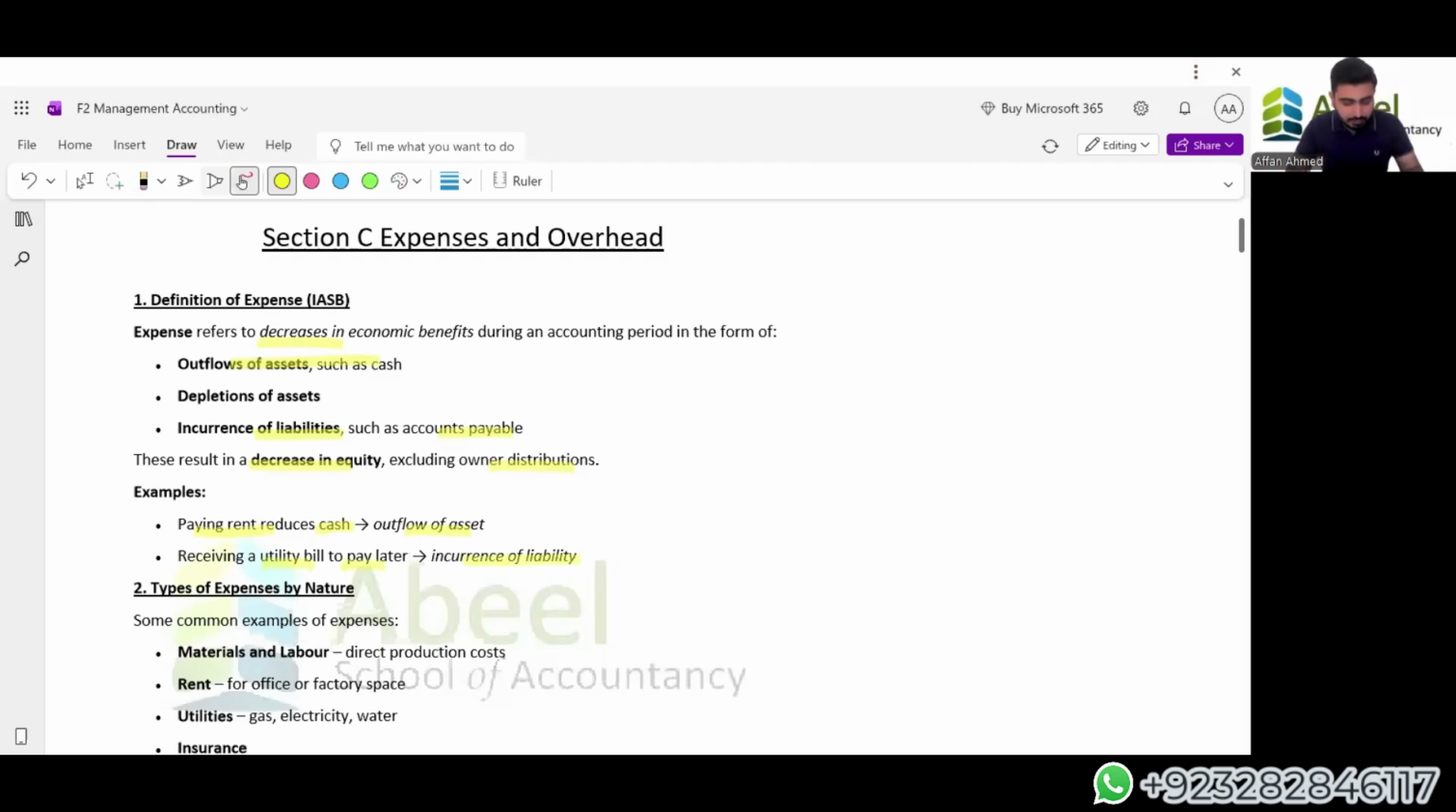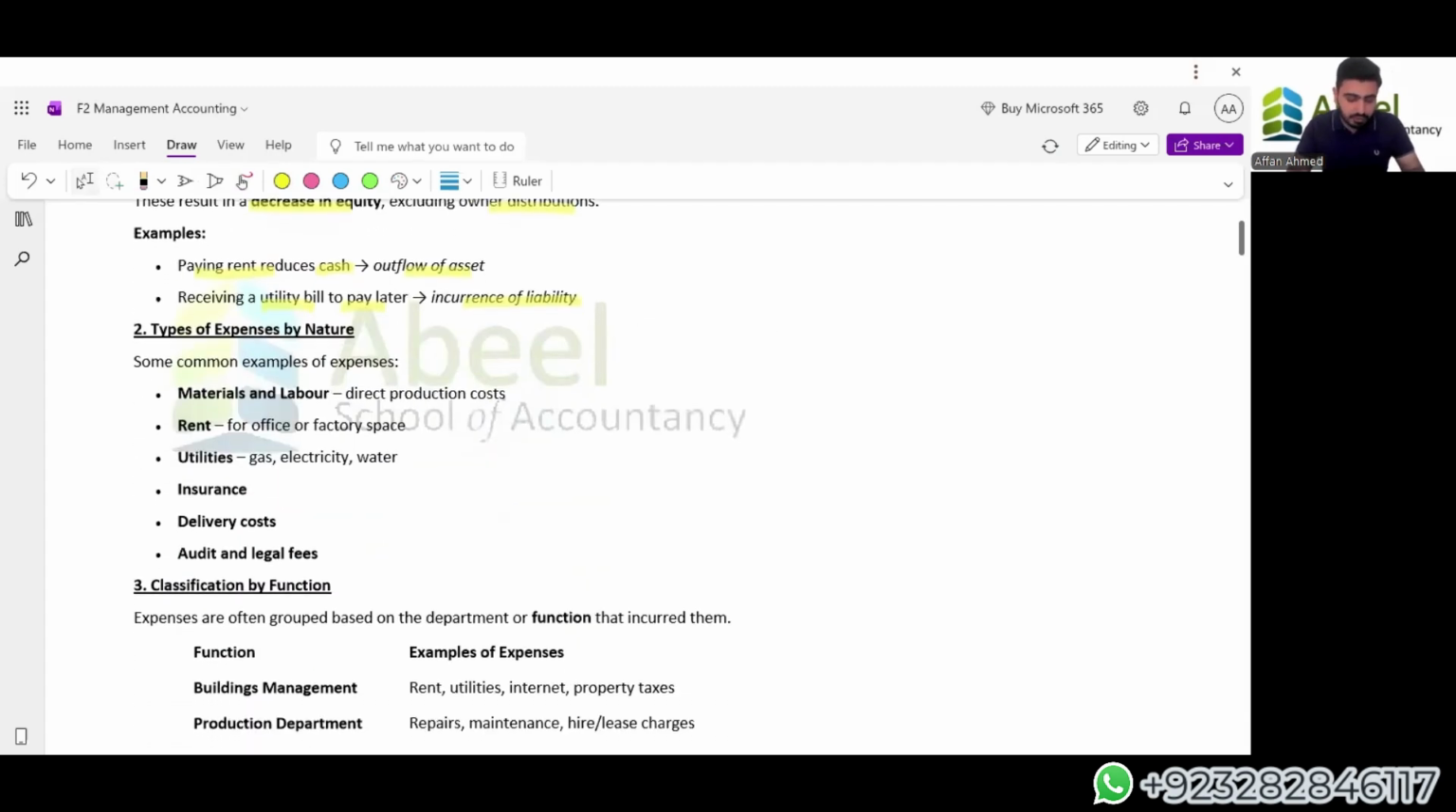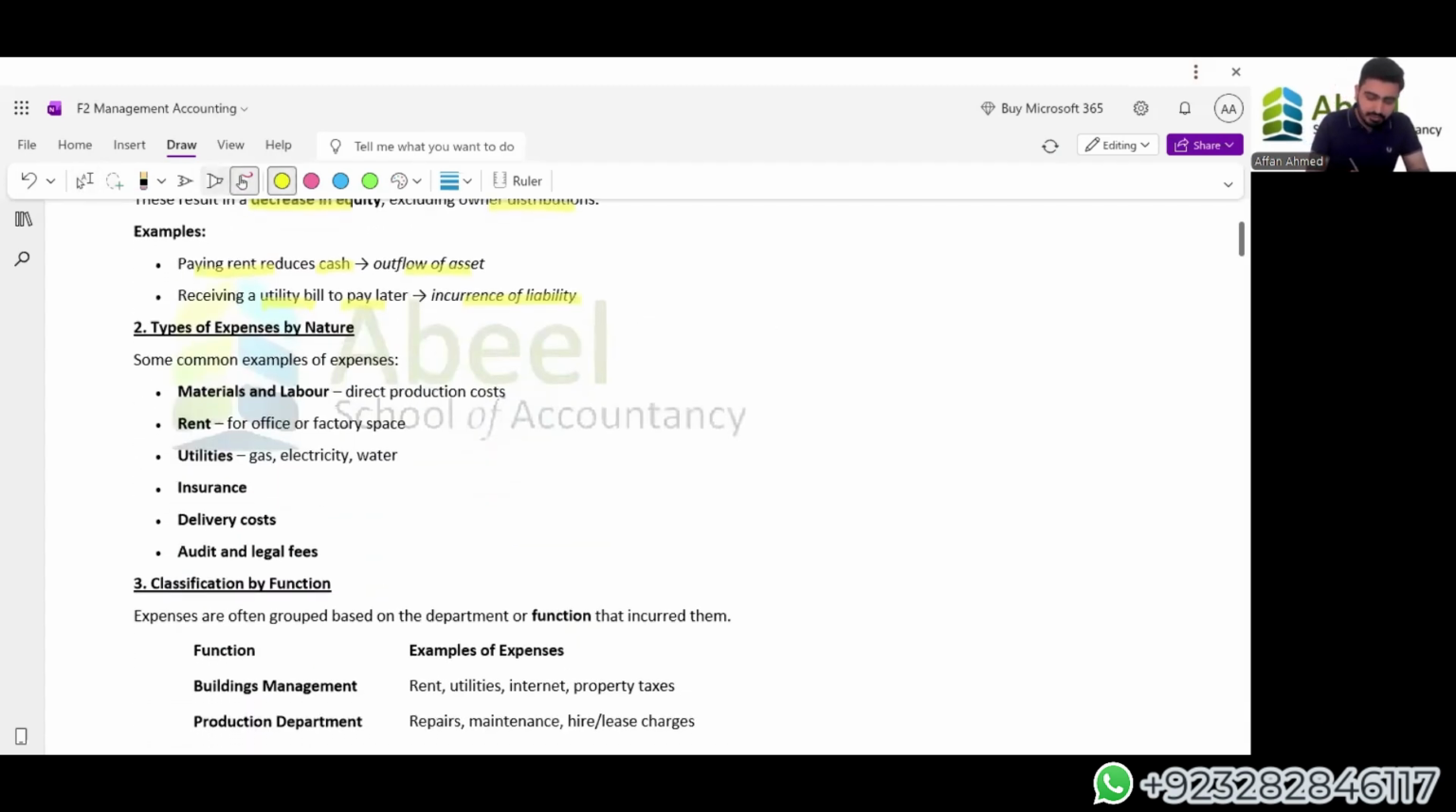Now, types and nature of expenses. First of all, material and labor are direct expenses for the product that we can charge directly to the product. Rent, utilities, insurance, delivery costs, audit and legal fees. These are the fees that are basically required to operate a company, but not directly relatable to the product, right? So most of them relate to an indirect nature of expense.